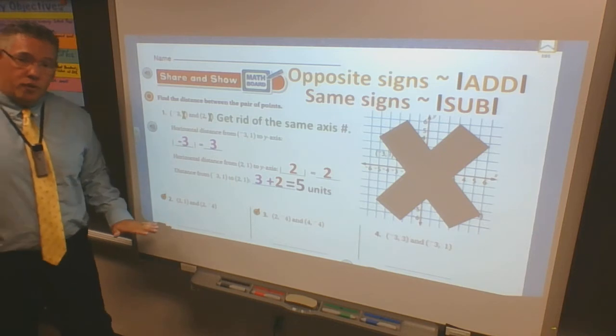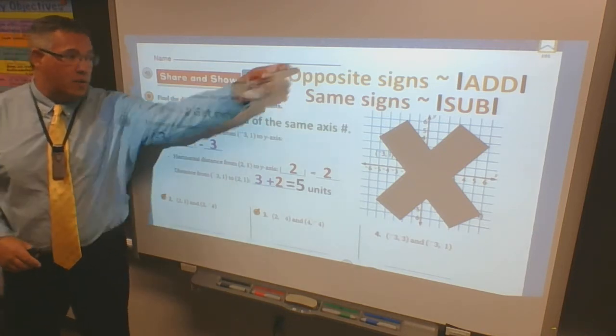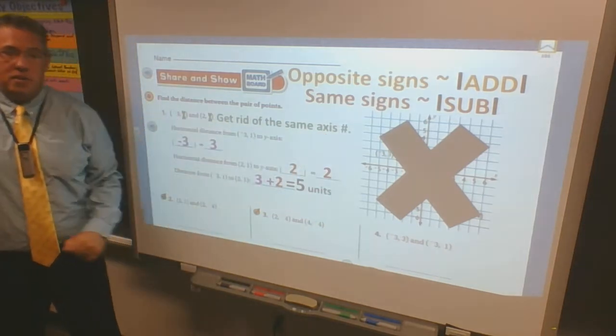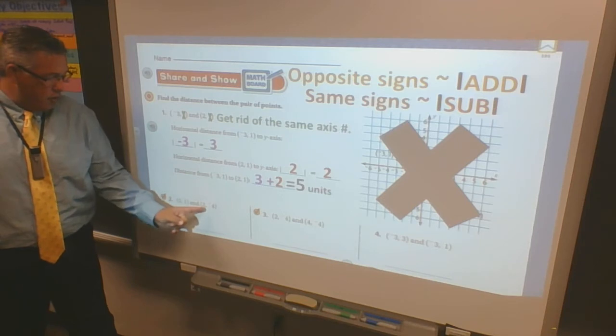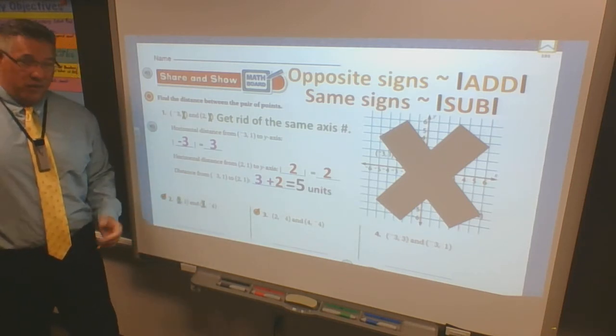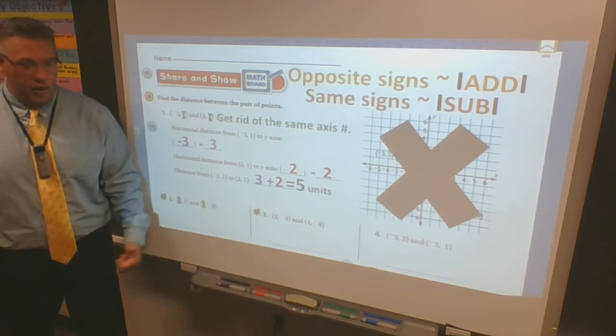So I'm going to go through those steps every single time. It's actually 2 steps. I just have to recognize which of these 2 I'm using. My first step is always get rid of the same axis number. I have a positive 2 and a positive 2. Those are definitely the same. So I'm going to cross those out. Then I just check. Are my y's different? They are. I've got a positive 1 and a negative 4.